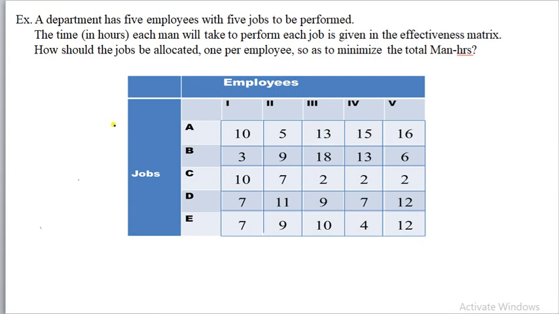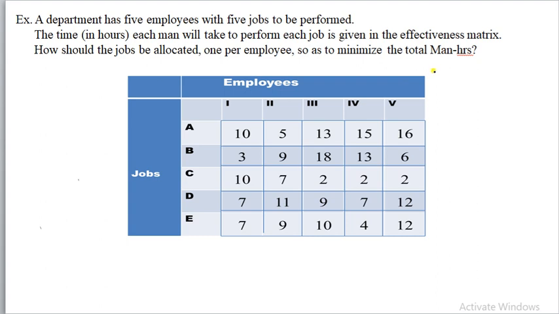Hello friends, now we will see one of the problems from the assignment model technique. As we have studied already, this assignment model technique comes under operation research, and it is one of the important models of operation research, used to optimize the given objective function. The given objective function can be of two types: it can be a maximization or it can be a minimization. Based on that we are going to solve the problem.